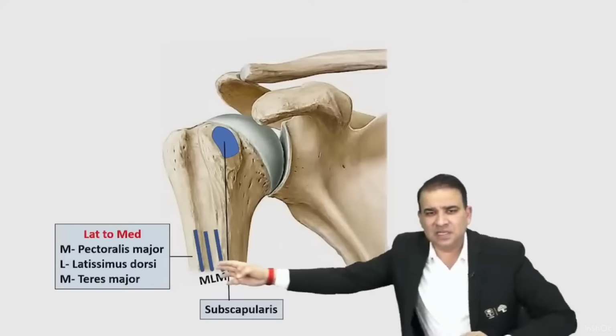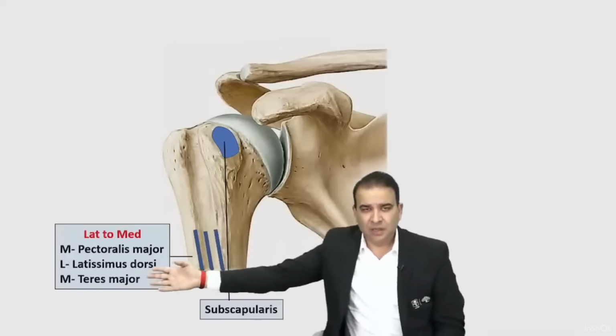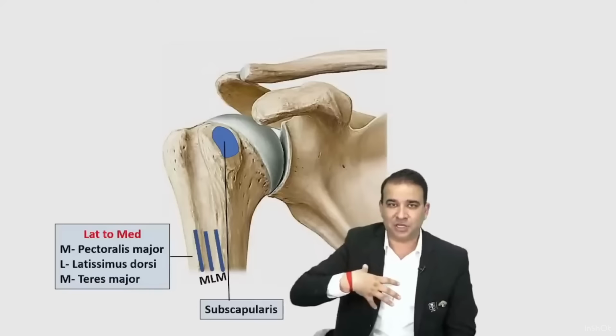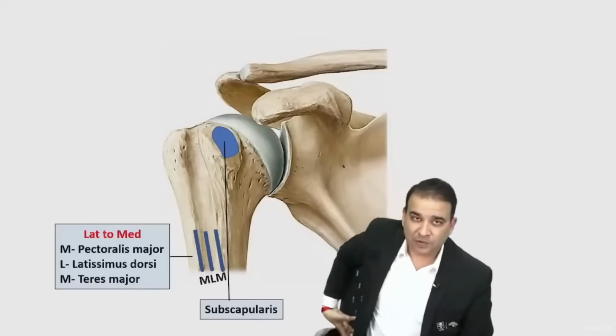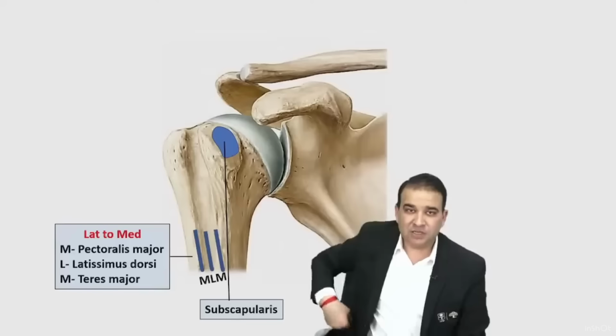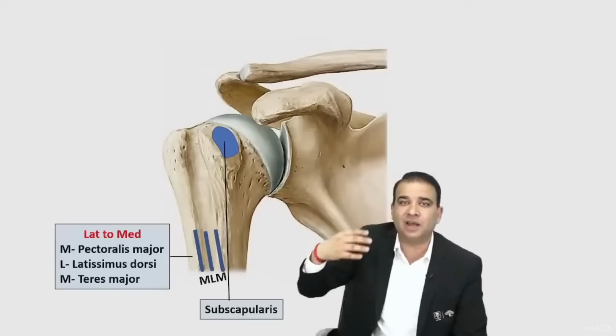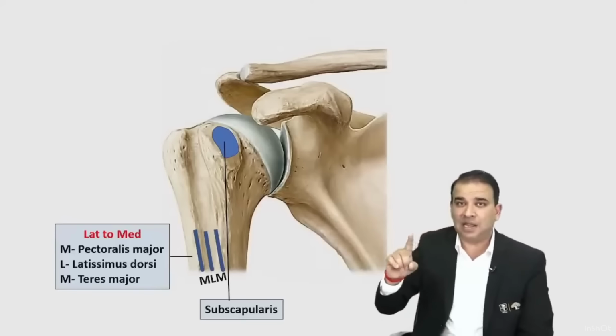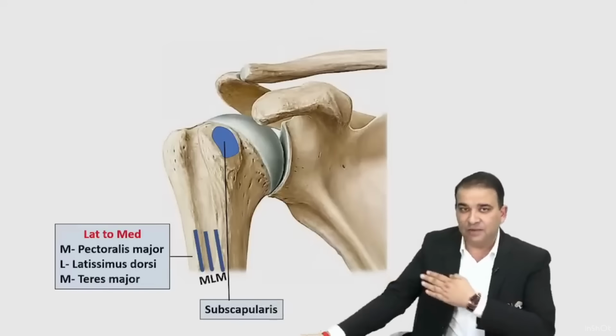Similarly, look at these muscles, guys, having a diverse origin. Pectoralis major is coming from the anterior chest wall. Latissimus dorsi is coming from the back. Teres major is coming from the lateral border of the scapula. We have every variety of origin. But ultimately all these muscles are coming and inserting in front of the humerus.